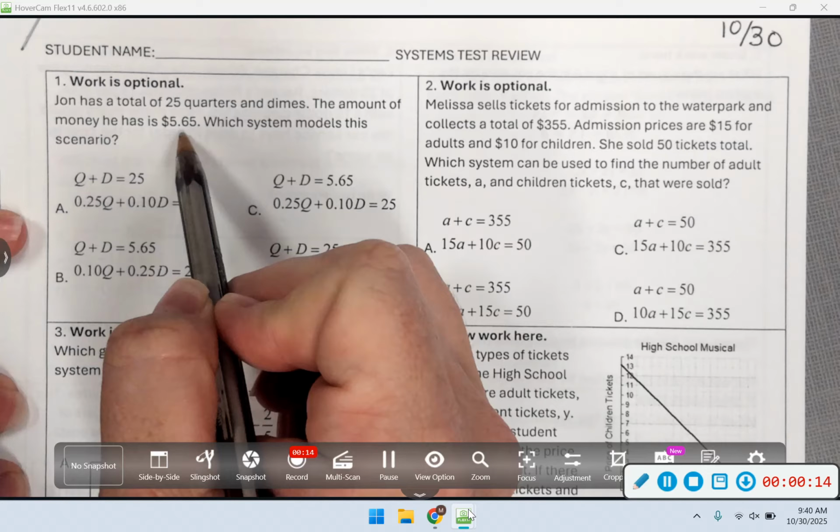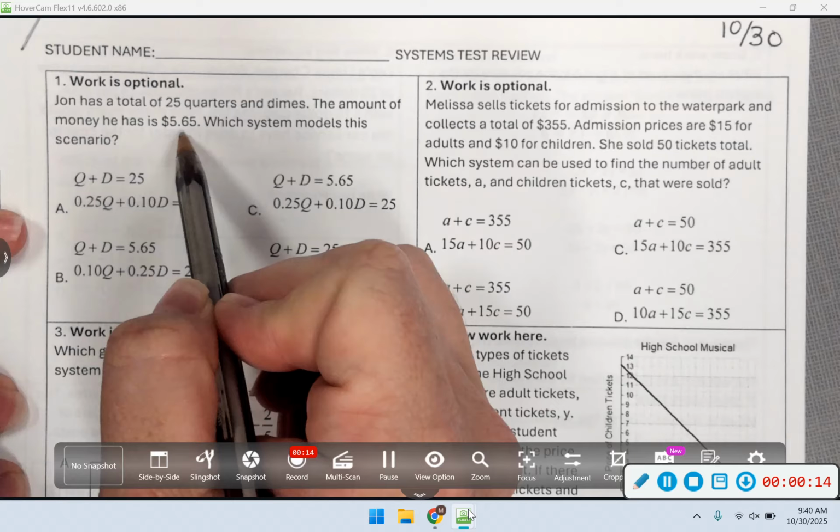Okay, looking at number 2, Melissa sells tickets for admission to the water park and collects a total of $355. Admission prices are $15 for adults and $10 for children. She sold 50 tickets total. Which system can be used?